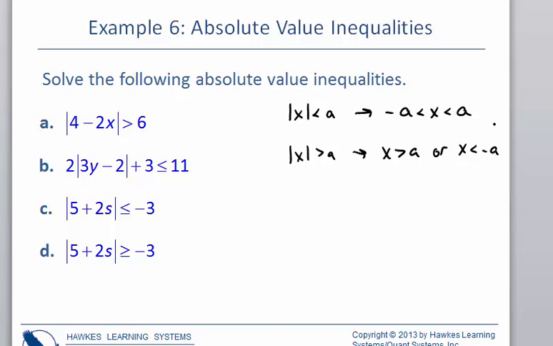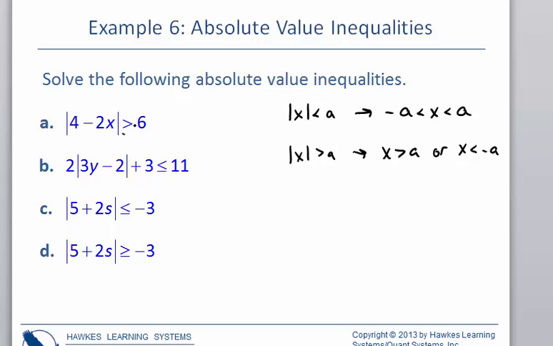And so you have to pretty much know this in order to work the problems. You have to know that less than absolute value problems work one way and greater than absolute value problems work in a different manner. So let's begin with our first example. Our first example is the absolute value of 4 minus 2x is greater than 6.